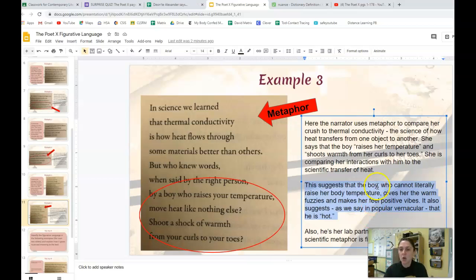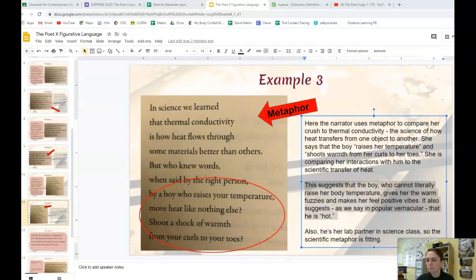Okay? So I think that it's also interesting, and I will kind of move my little thing here so you can see this. He's also her lab partner in science class, so the scientific metaphor is really fitting because that's what they're studying, and she starts to apply it to, oh my gosh, this is how I feel about this super hot boy. All right?